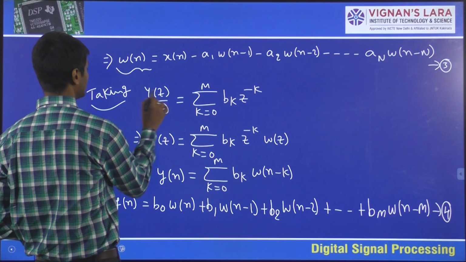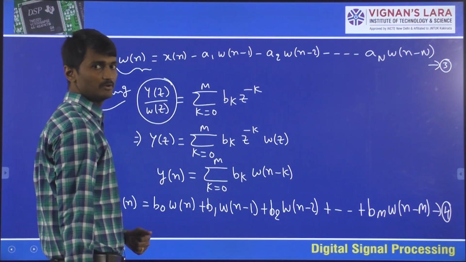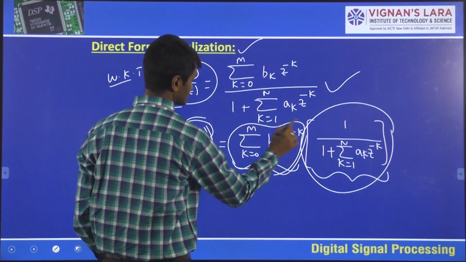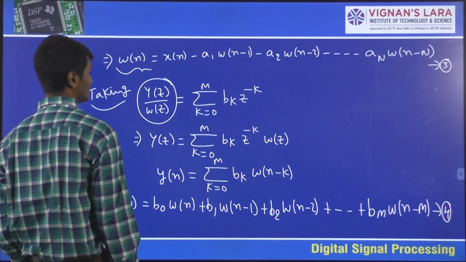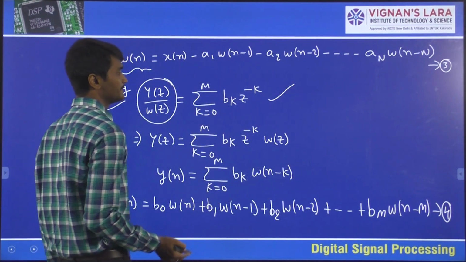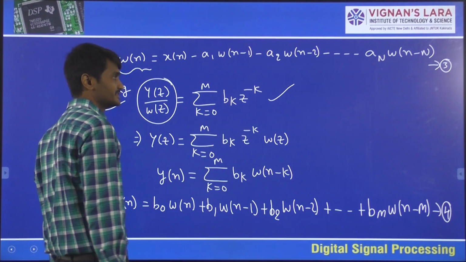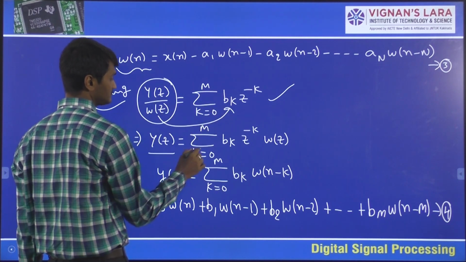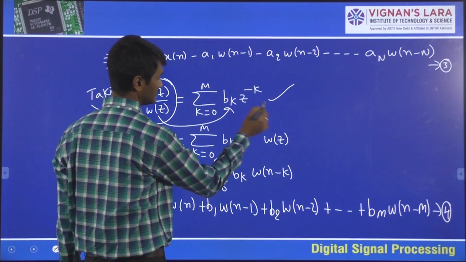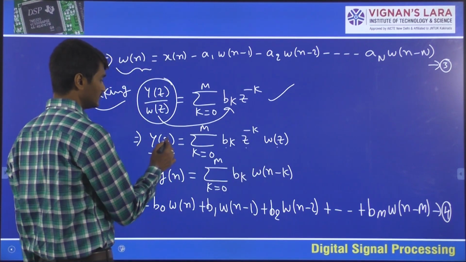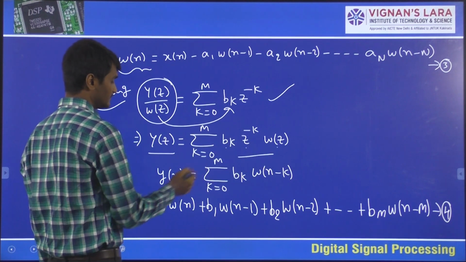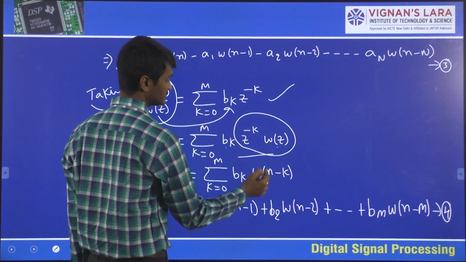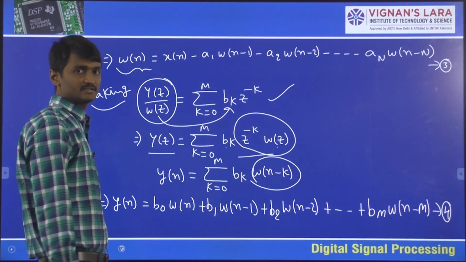Similarly, taking Y of z by W of z, which is the summation k equals 0 to M of b_k z power minus k. Then Y of z is equal to the summation k equals 0 to M of b_k z power minus k times W of z. Then apply the inverse z transform to this expression. Then y of n is the summation k equals 0 to M of b_k times w of n minus k.